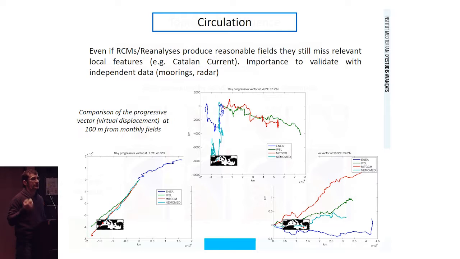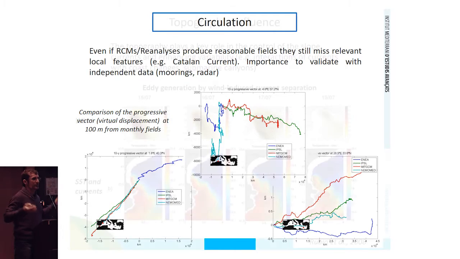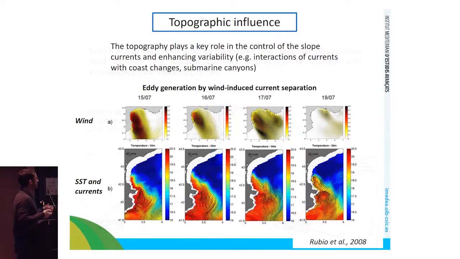In the Mediterranean, something else that is going on, and this is also very important, is the topographic influence. The topography can modify the stability of the slope currents. There is a lot of mesoscale activity created by the interaction of the jets and the currents with the coastline or with submarine canyons. And as an example here, I'm showing how simply a wind burst can create an eddy, just because of the interaction with the coast.